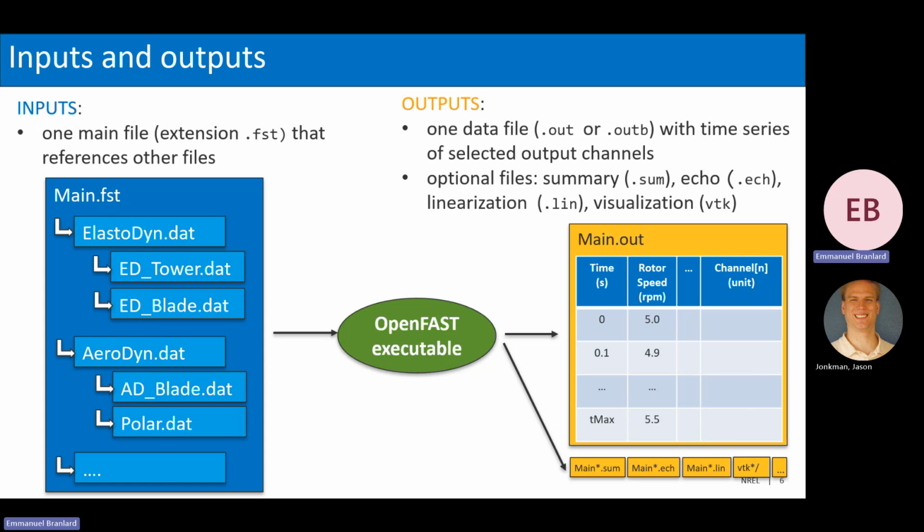So one output could be the wind speed, even though that's also an input. But you can have a time series of the displacement of the tower, the displacement of the blade, the acceleration of different parts of the structure, or typically the forces. What are the forces at the bottom of the tower? Those you're going to see as time series. Those are going to be stored in this .out file.